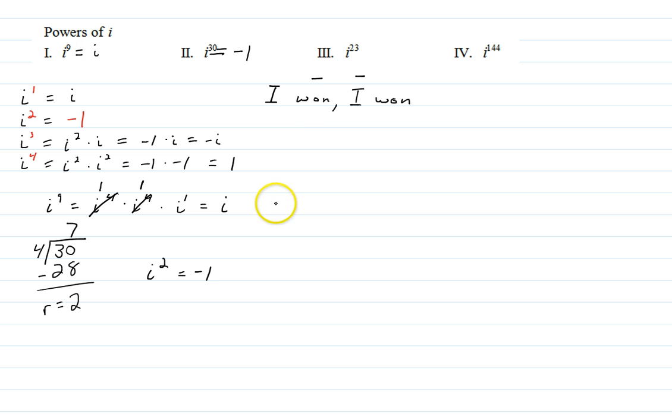Let's try the I to the 23rd. Same thing, I'm just going to take 23, divide by 4. So 4 goes in 5 times. I get a remainder of 3, so that remainder becomes my new exponent. And then we look at our pattern. I to the 3rd is just equal to -I.